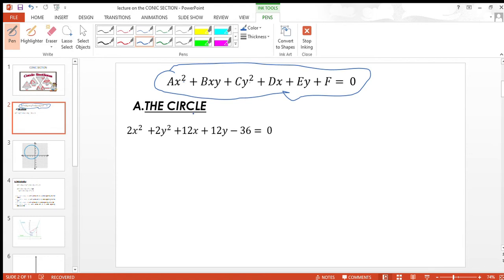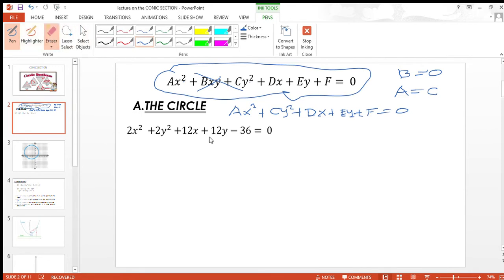Now, if we consider a circle, it will be given by the equation ax squared plus cy squared plus dx plus ey plus f is equal to 0. In other words, based on this equation, what happens? B is equal to 0, so there is no term involving xy. Also, there's a condition that A will always be equal to C.